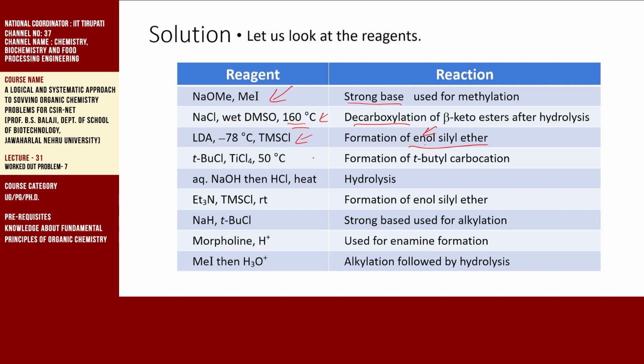And the next one is tertiary butyl chloride and TiCl4. This is generally used for the, see, the TiCl4 is nothing but a Lewis acid, like aluminum chloride.